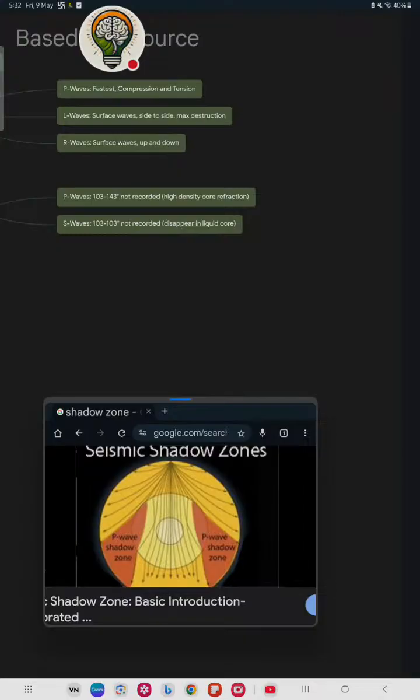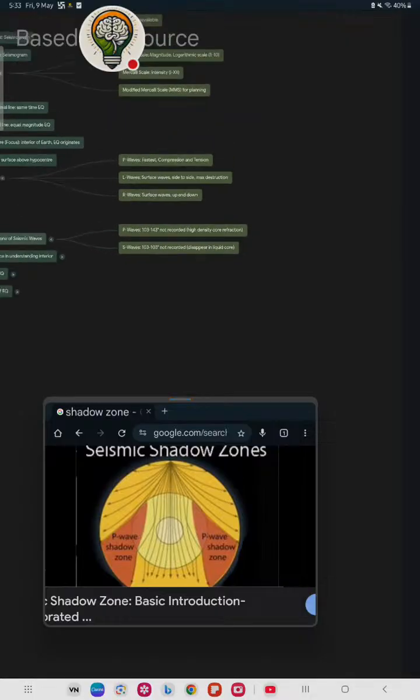So P wave is not recorded between 103 and 143 because of refraction by the high-density core. So it is known as the P wave shadow zone. And S waves are also not recorded beyond 103 degrees, because they are absorbed in the liquid core. So S waves are also not recorded.